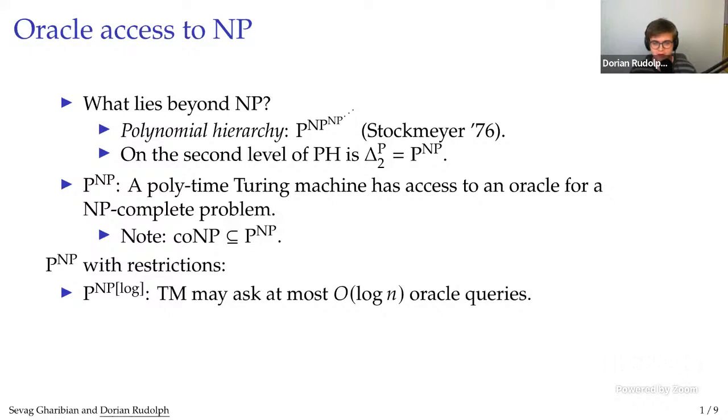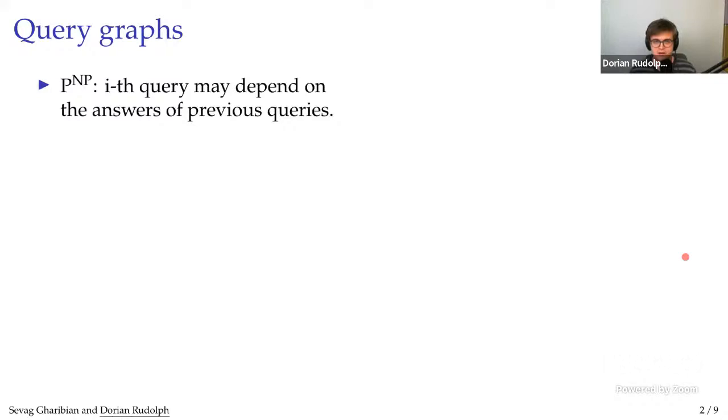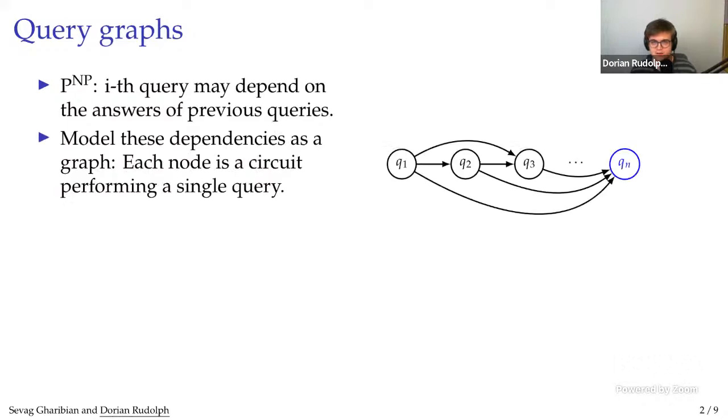In P to the NP log, the Turing machine may ask at most a logarithmic number of oracle queries. In P to the parallel NP, it must ask all its queries at the same time, so the queries cannot logically depend on each other. Generally, in P to the NP, the ith query depends on the answers to all previous queries. We can model these dependencies as a DAG, as shown on the right here.